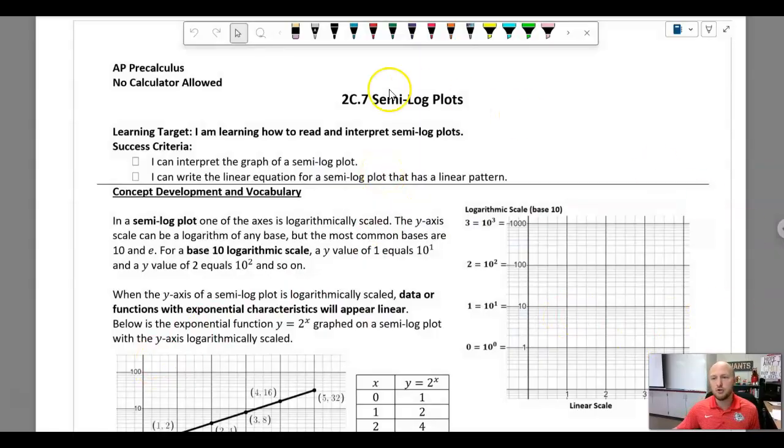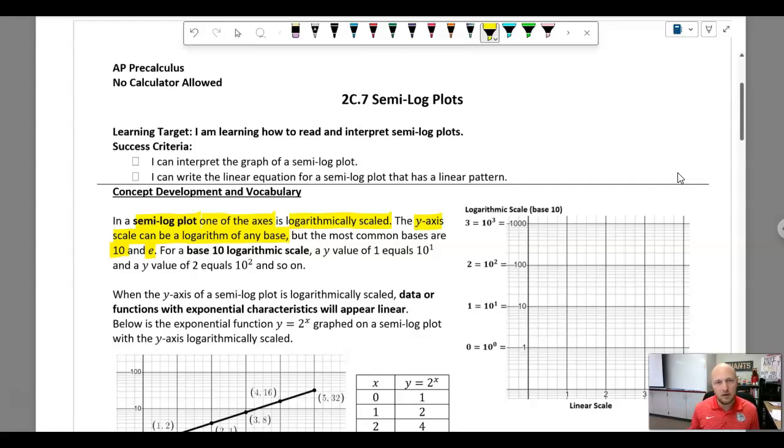We're learning how to read and interpret a semi-log plot, and you'll be successful if you can interpret the graph of a semi-log plot as well as write the linear equation for a semi-log plot that has this linear pattern. What the heck is a semi-log plot? A semi-log plot is when one of the axes, and it's usually the y-axis, is logarithmically scaled. So the y-axis scale can be a logarithm of any base, but the most common is base 10, our common log, and base e, the natural log.